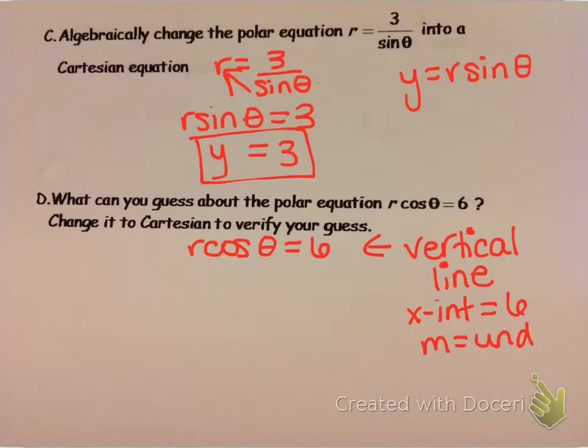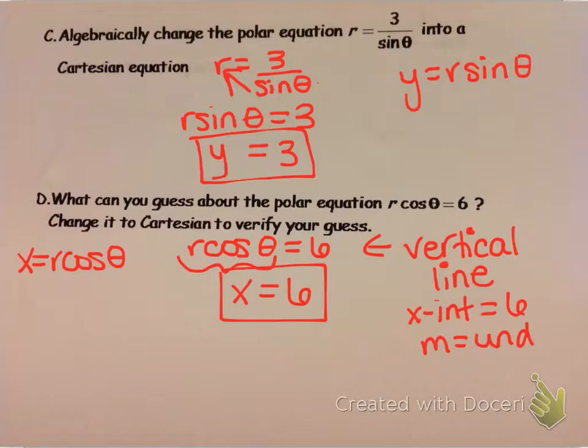And so remember from the beginning of the unit again that the formula to calculate x was always r cosine of theta, so that's what this is all going to get substituted for. And sure enough, you have the equation of a vertical line at 6.